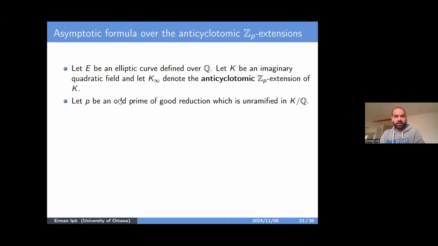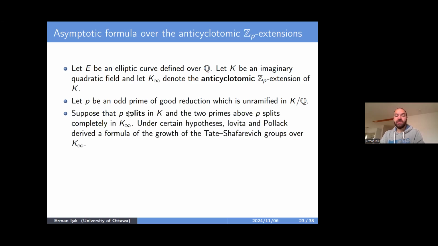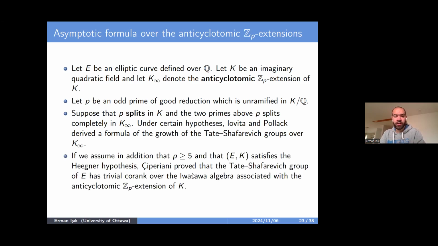Let's say we have an odd prime of good reduction, which is unramified in this extension. If p splits in K and these two primes split completely in the anticyclotomic extension, under certain hypotheses, Bertolini and Pollack proved a similar formula regarding the behavior of the Tate-Shafarevich groups. If we further assume that p is equal to 5 or greater than 5, and the Heegner hypothesis, Spriano proved that the Tate-Shafarevich group has trivial corank over the associated Iwasawa algebra.